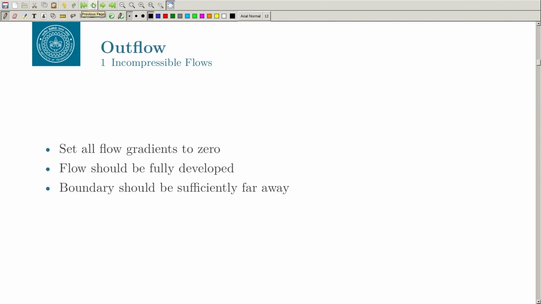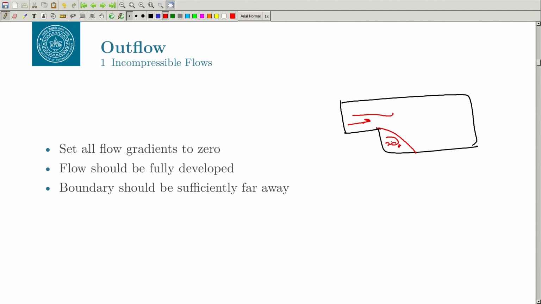Another one you can use for incompressible flow is the outflow. In this, we set all the flow gradients to 0. Let us say you have a flow like this. What is the criterion? The flow should be fully developed. If you look at how the flow looks, because of this step there will be a separation bubble here, and if you plot the velocity, it will look like this. You have a separation region here, and then further on it will probably look like this, and somewhere here it will become fully developed.